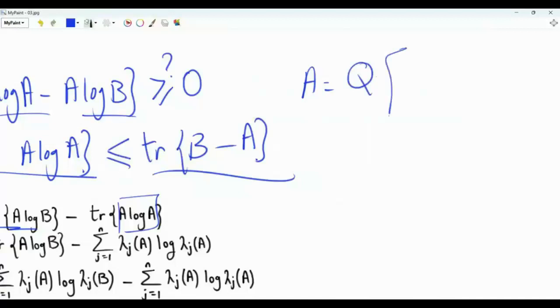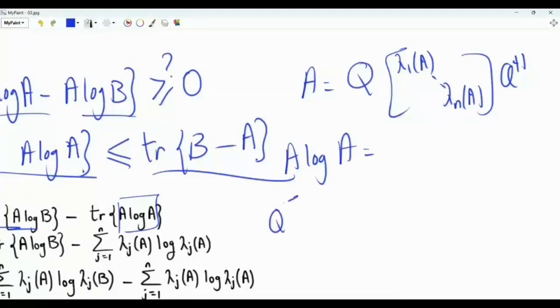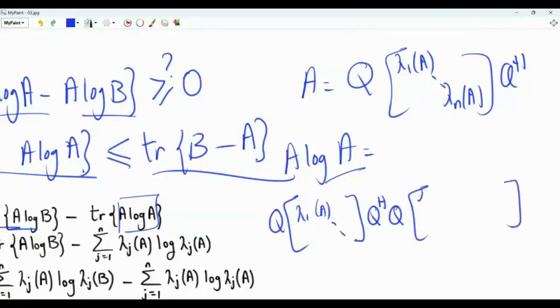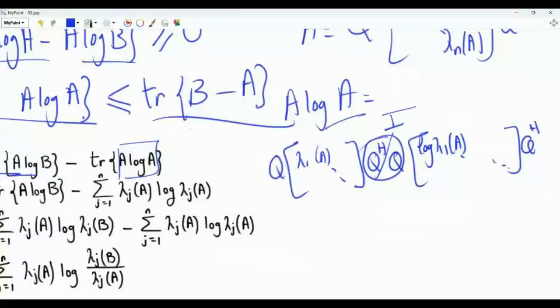As usual, we have A is Q times diag(lambda 1 of A, all the way to lambda n of A) times Q Hermitian, and log A is Q times diag(log lambda 1 of A, all the way to log lambda n of A) times Q Hermitian. Q is a unitary matrix, Q Hermitian Q is identity, and then we can multiply the diagonal matrices. So A log A is a matrix that looks like this: Q, diagonal, Q Hermitian.